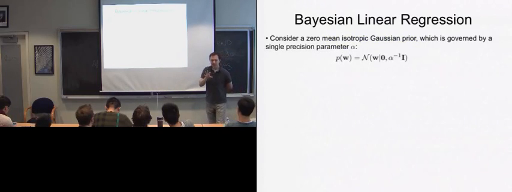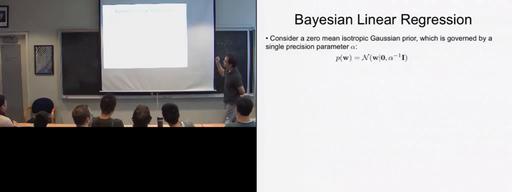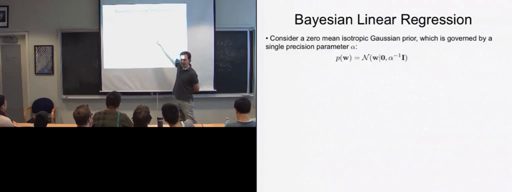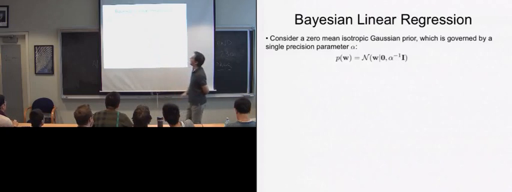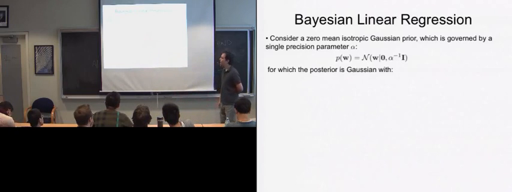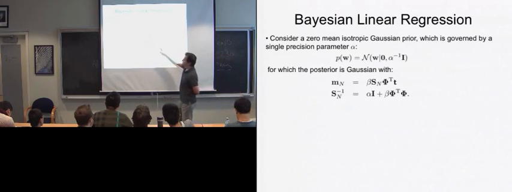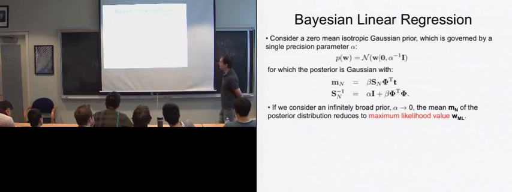Now, let's look at an easier example. Suppose that we have a 0 mean spherical Gaussian prior, which is governed by a single precision parameter alpha. So the prior is going to be given by 0 mean and precision alpha. Now, the posterior is going to have this form. You can just plug it in.